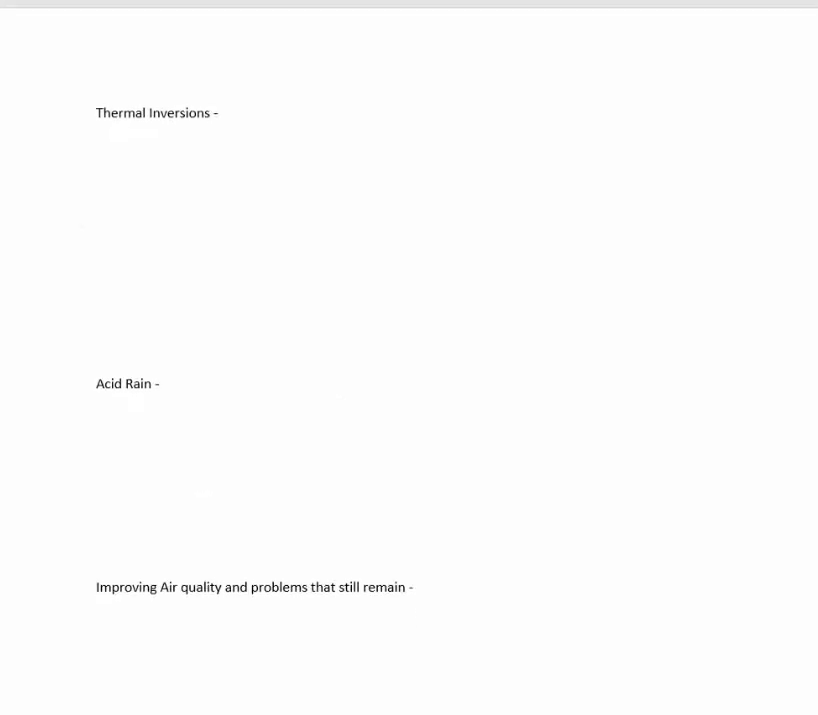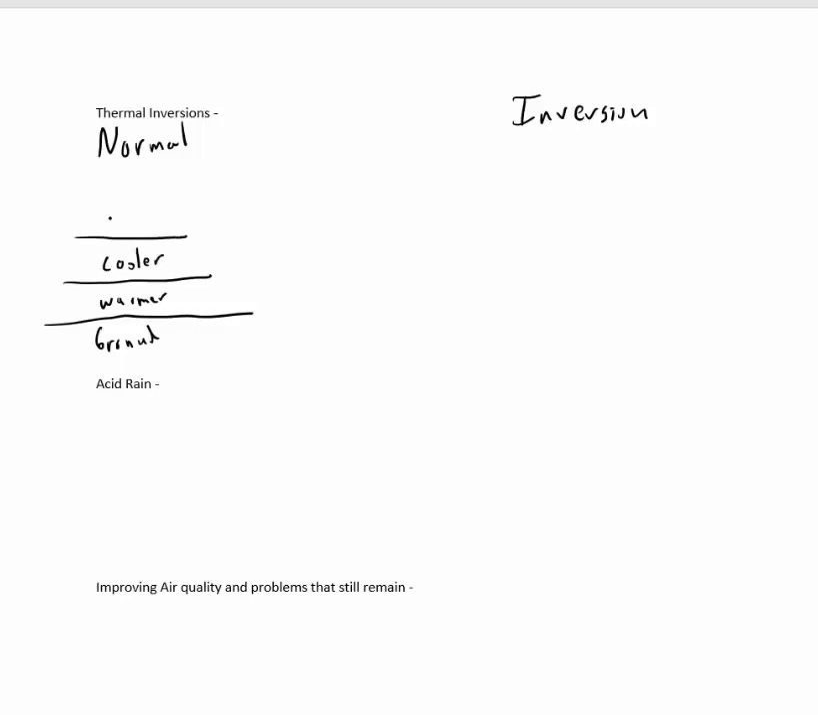So for a thermal inversion layer, we're going to put one diagram here. This is what's normal, and this is what happens when you have an inversion. What's normal is when the sun's rays hit the ground, that heats up the earth, so it's going to be warmer near the ground. And then it gets cooler as you go up in the atmosphere until you get higher and higher up, and then it gets really, really cold. So this is what normally happens.